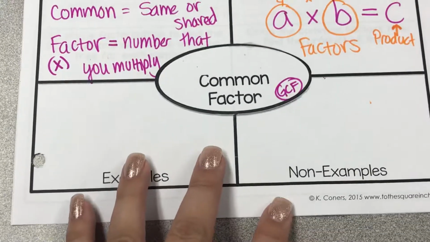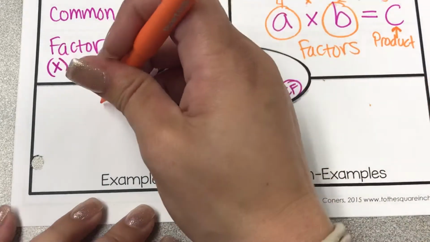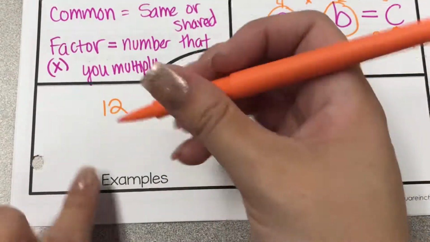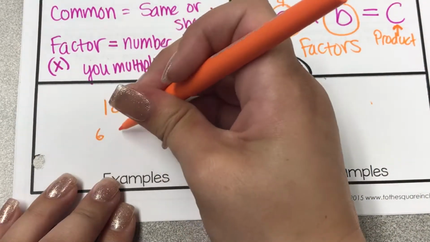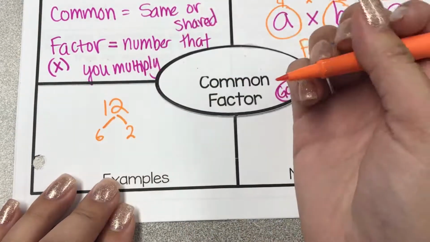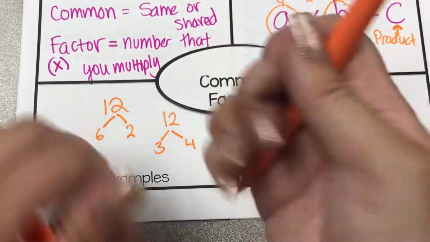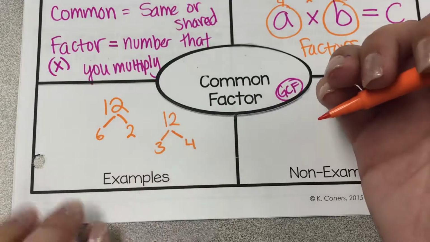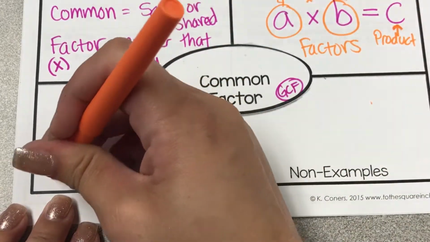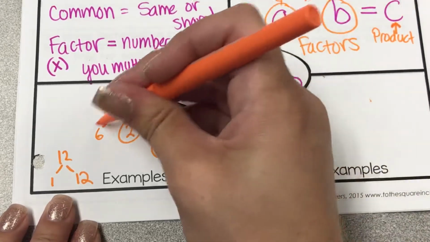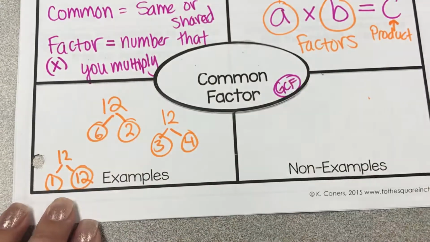Okay. Another example. Let's talk about if I have the number 12. What 2 numbers can I multiply together to get to 12? Well, 6 and 2 help me get to 12. 3 and 4, I multiply them together to help me get to 12. 1 and 12, Miss Madera's favorite. These guys down here are the factors.